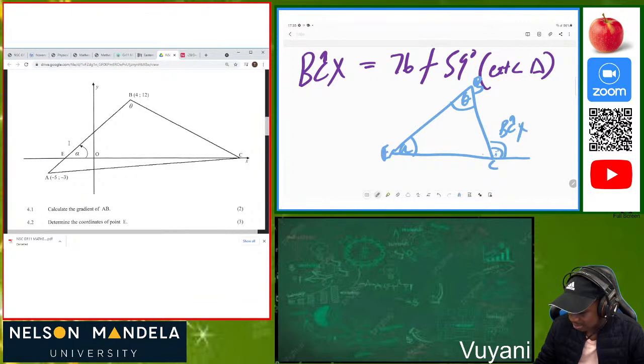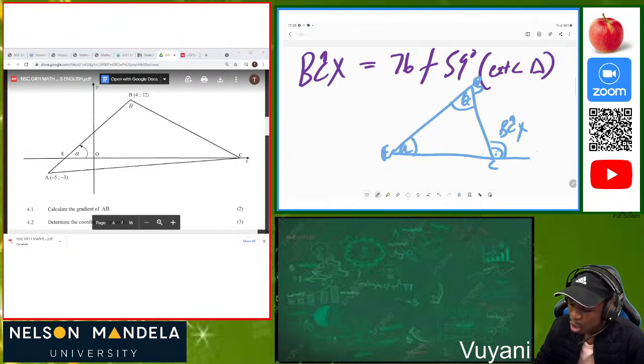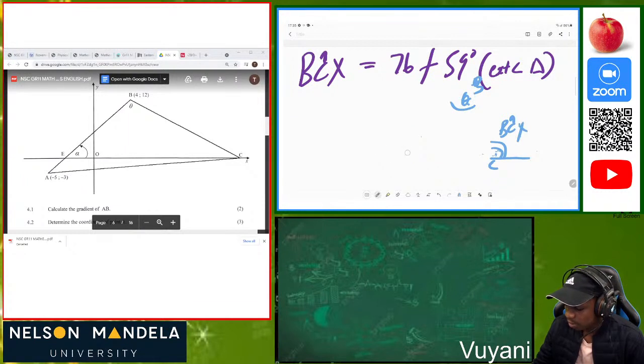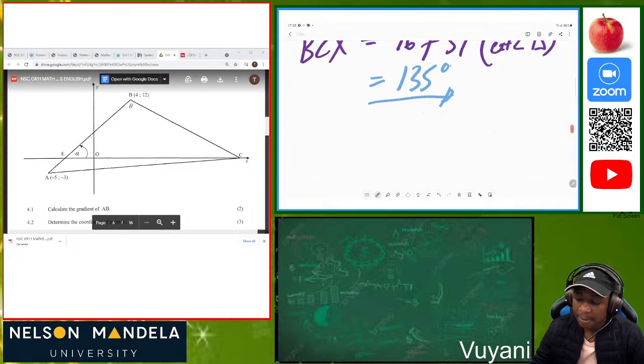When I said BCX, I'm saying BC and the x-axis. So BC and the x-axis is this angle, and it is equivalent to the two opposite interior angles, alpha plus theta. So 76 plus 59. So that's where the exterior angle of a triangle which we are talking about is coming from. Please also don't forget to write these reasons when you are writing your test. Okay, let's move forward from that. So now 76 plus 59, we use our calculator and we get 135. So that is the angle of that line.